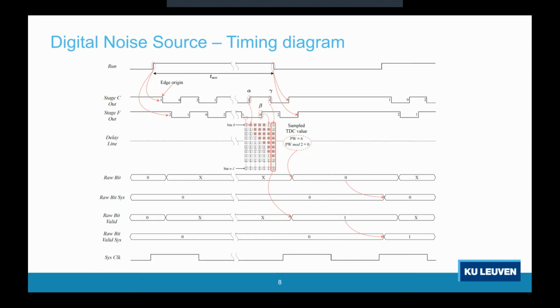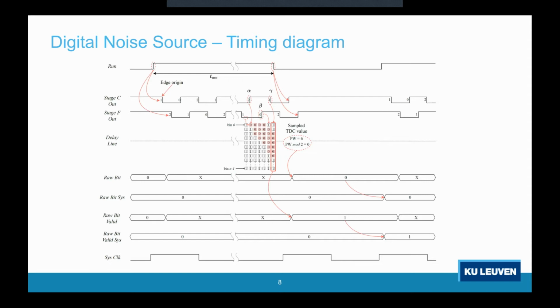Now, when the rising edge at the output of stage F occurs, the bins in the delay line that were previously set to 0 will start transitioning to 1. So the delay line basically now reflects the state of the signal at the output of stage F. And finally, at the next falling edge at the output of stage C, the corresponding D flip-flops will sample the state of the delay line. In this manner, the effects of all 3 edges will be captured in the D flip-flops.